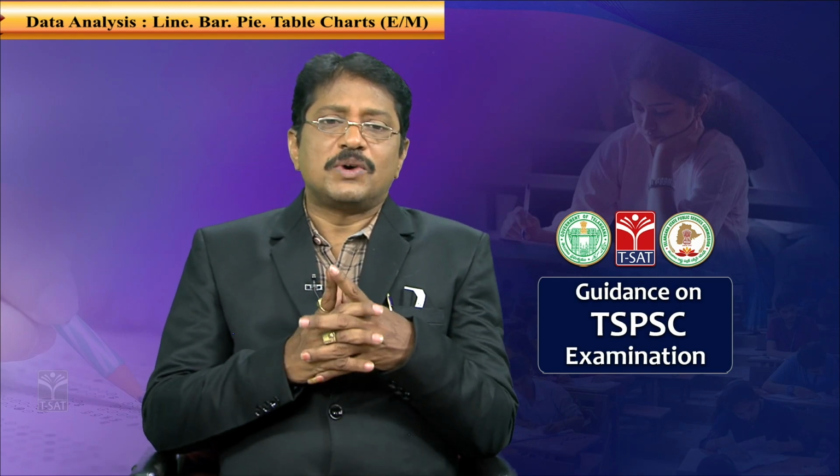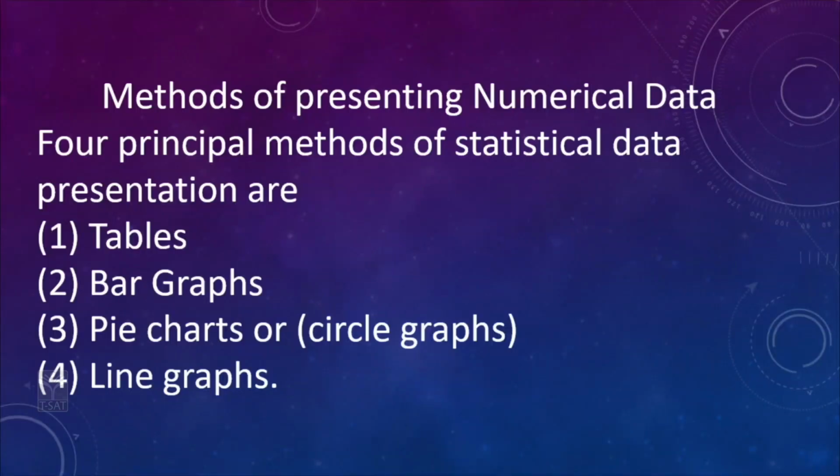So, what are the methods of presenting numerical data? There are four principal methods of statistical data presentation. One is tables, which may be called frequency tables. The second one is bar graphs. The third one is pie charts, or, of course, circle graphs. The fourth one is line graphs.